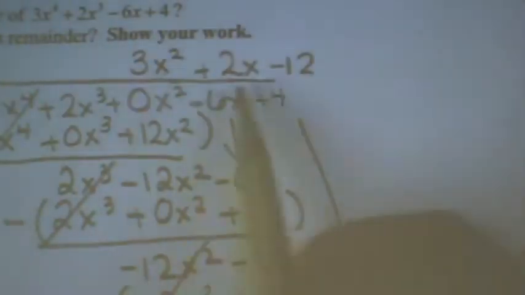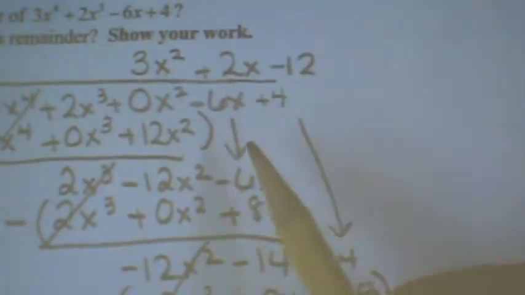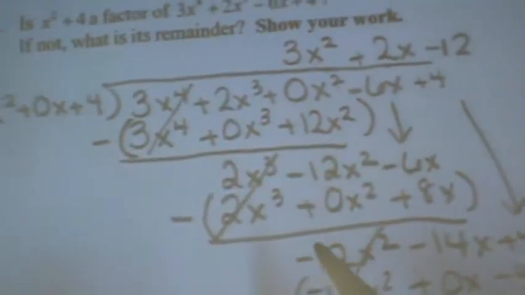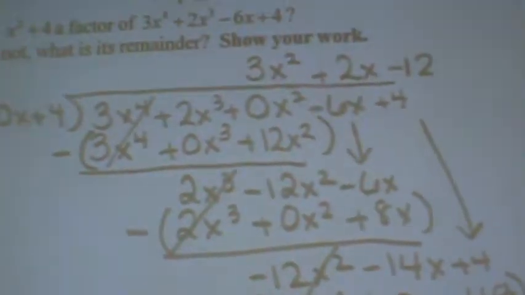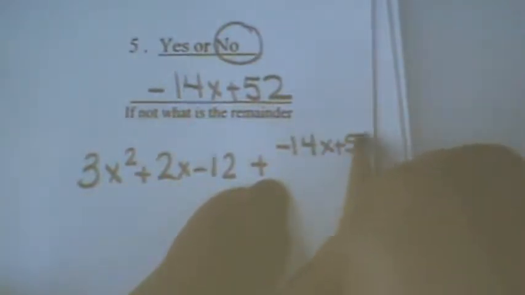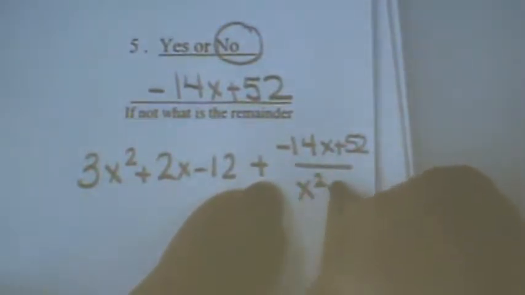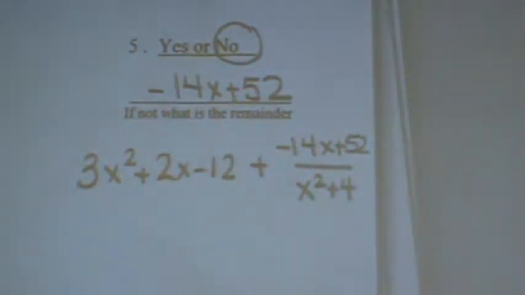Now, I want to see this. I may tomorrow ask you to just divide and write the answer. Instead of is it, I may just ask you to do the division part. And give, so how would you write this answer if I did that? It would be 3x squared plus 2x minus 12 plus a remainder of -14x plus 52 over x squared plus 4. That's how you would write the answer. Questions?